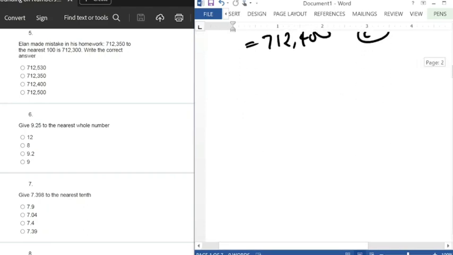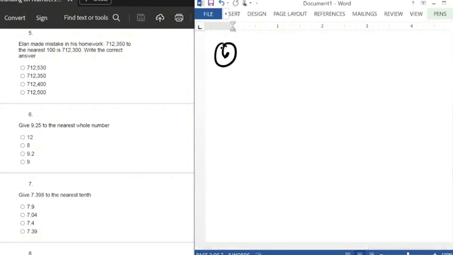Okay. So let's go to the next one, which is question number 6. Give 9.25 to the nearest whole number. So we want to round this to the nearest whole number. So we have 9.25. Now, the whole number here is 9. 0.25 are decimals, right? So we want to stop at 9. That's what it means. So we look at the next digit after 9, which is 2.